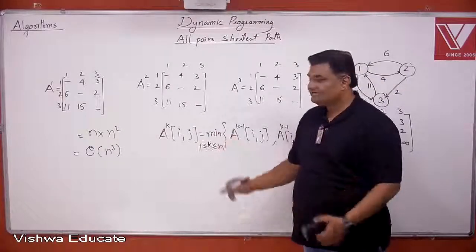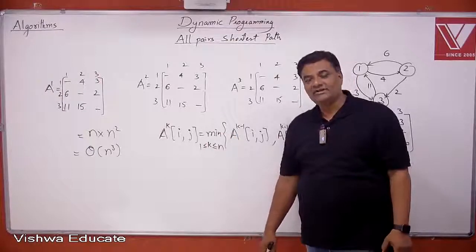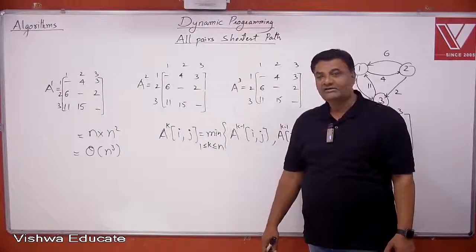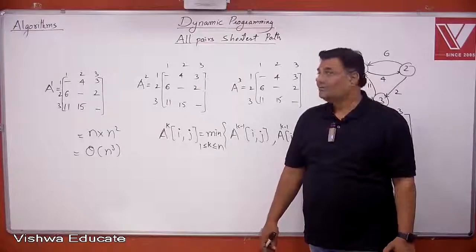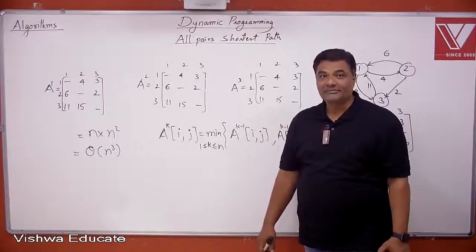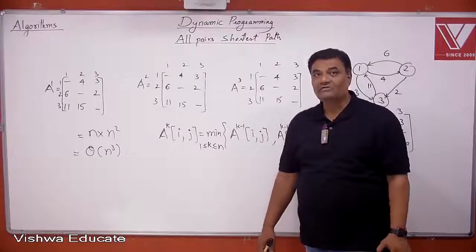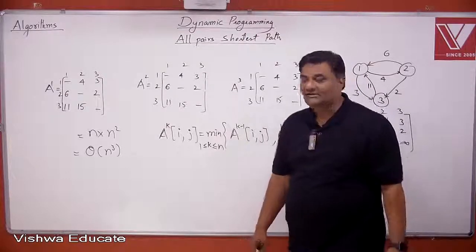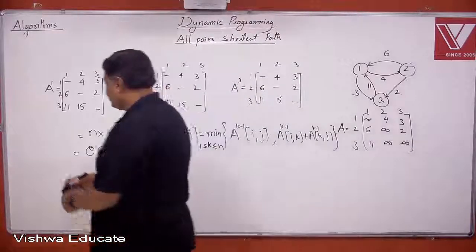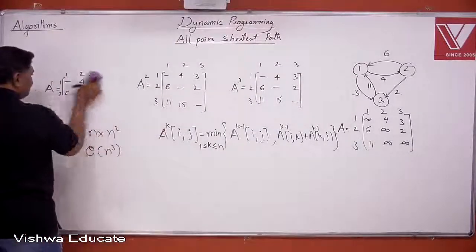So the problem takes the same amount of time. Even if you use Dijkstra, that is also taking the same amount of time. But this is following the dynamic programming approach. So it is trying out all possibilities and giving the result. So following the dynamic programming approach, it takes n cube.